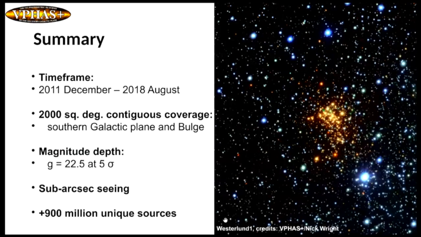So to summarize everything, VPHAS Plus ran between 2011 and 2018, covered about 2,000 square degrees, and went down to a magnitude of 22.5 in the g band. You can see also from this image, the seeing was most of the time, on average, below 1 arcsecond. And you can distinguish the individual sources within these very crowded regions of the sky. It contains 900 million unique sources, which is a very large number.